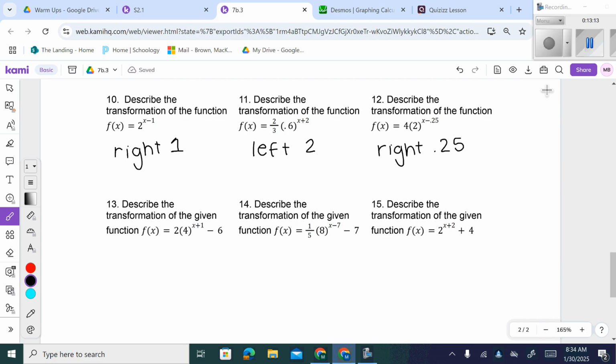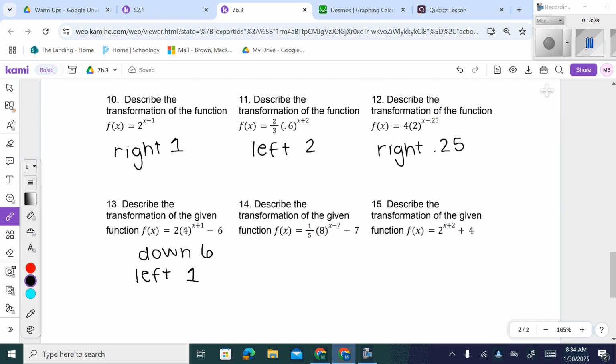And what does negative 6 tell you? Down 6. Okay, now, there's something else though. There's a plus 1, that's your H. So what is plus 1 going to move it? Left 1, because you got to do the opposite on your H. Get it? All right, 14.